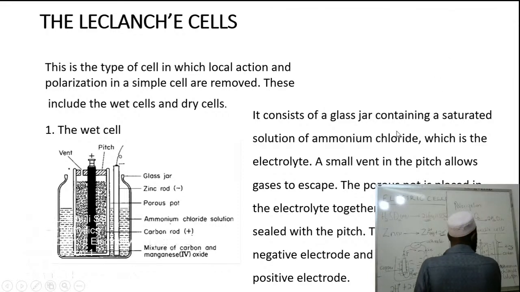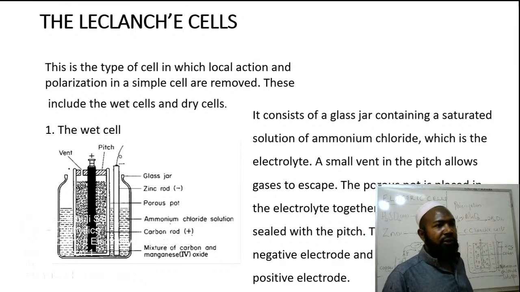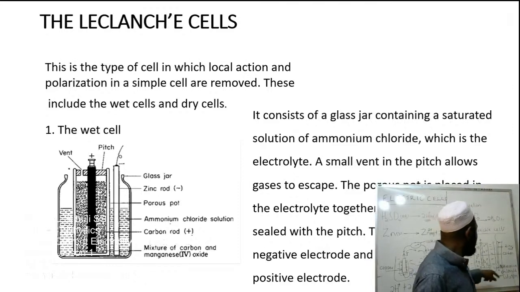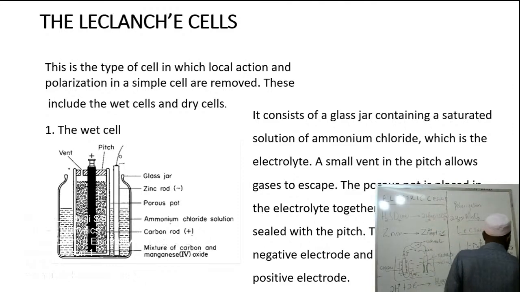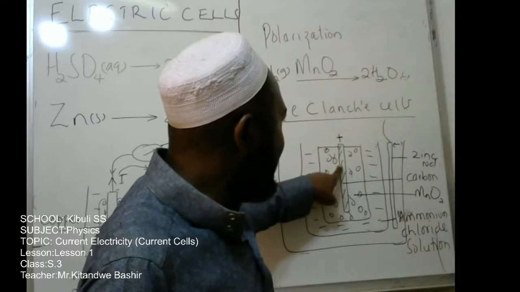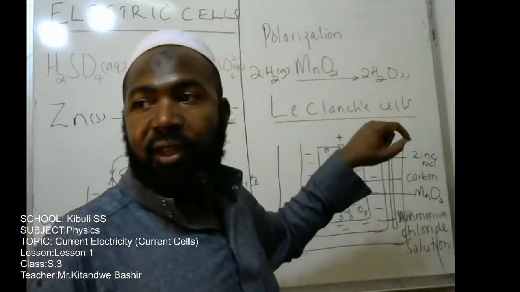And then you can cover the container here. So we have a mixture of carbon and manganese oxide inside here, which acts as a depolarizer. The carbon rod is the positive plate, and the zinc, as usual, is the negative plate.